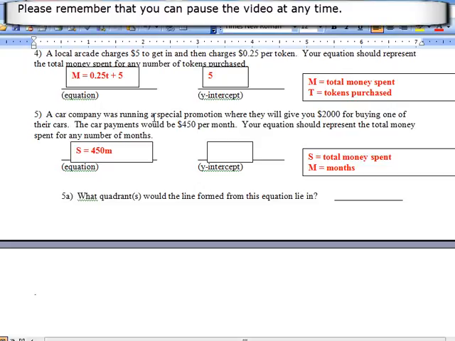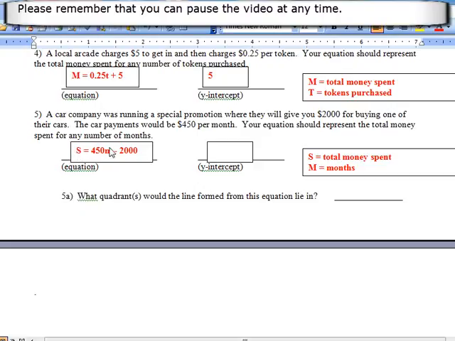Now here, number 5 is a little bit different because it says they will give you $2,000 for buying one of their cars. That's similar to what you see on TV when they say cash back. So instead of us having to pay money like we did up here, we're actually getting money back. So our total money spent is actually going to be decreased with this one-time gift. So instead of S equals 450M plus 2,000, our equation is going to be S equals 450M minus 2,000.